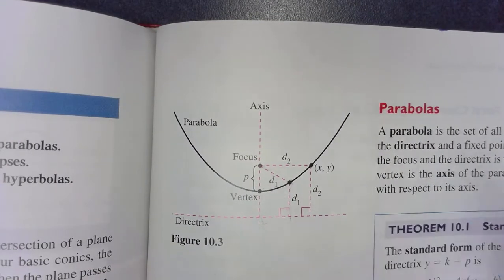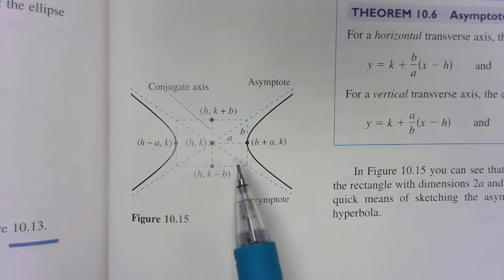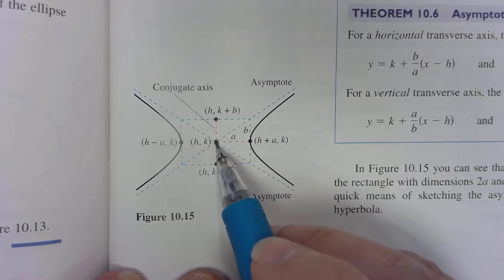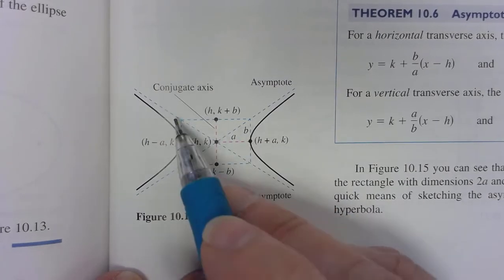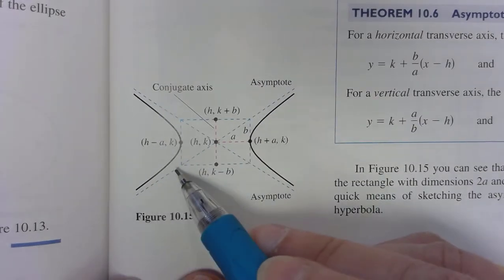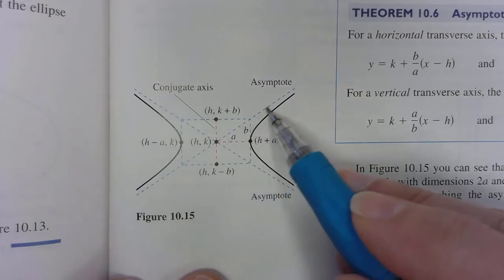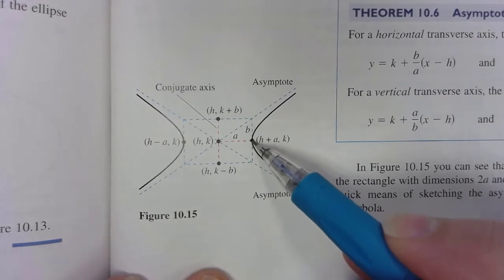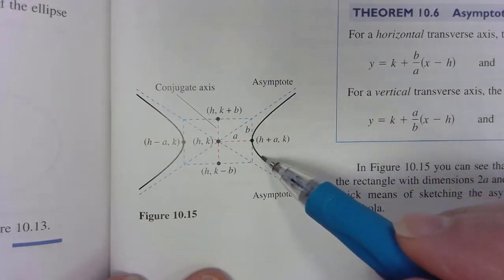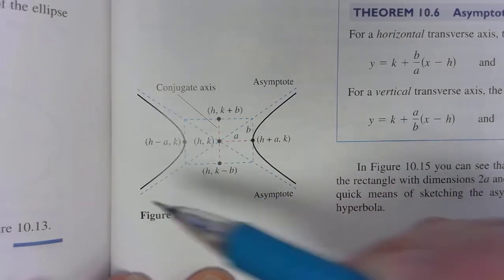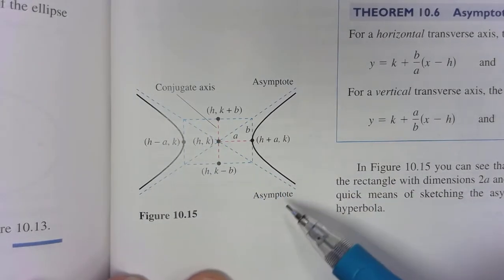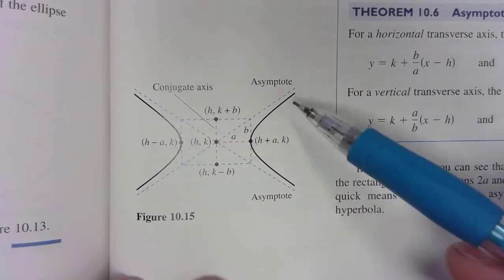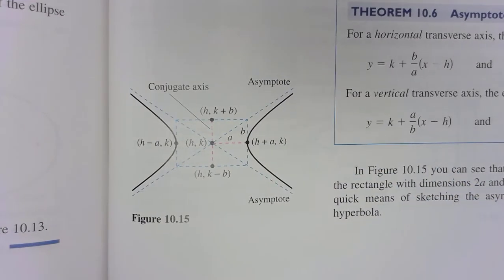But to graph a hyperbola, what we want is that distance a and that distance b from the center, and we want to create our box. When we connect the diagonal with a line, that is called an asymptote, and your branch of your hyperbola gets very close to that asymptote, but does not touch it. So the key in sketching your hyperbola is to sketch that box, then draw the asymptotes, which are dotted lines, and then sketch your branch of your hyperbola.